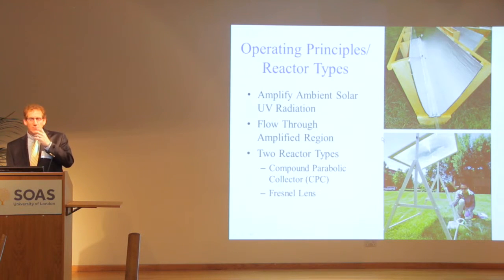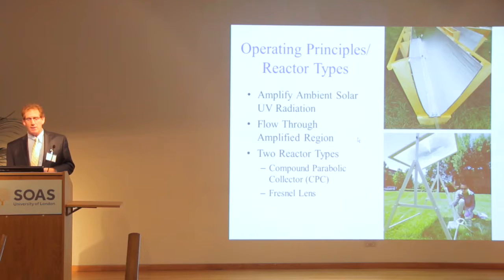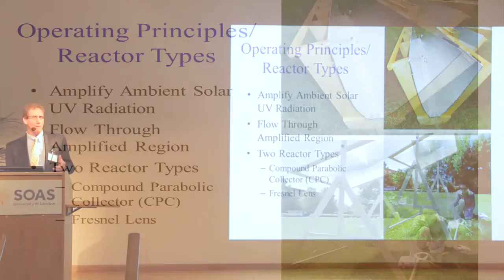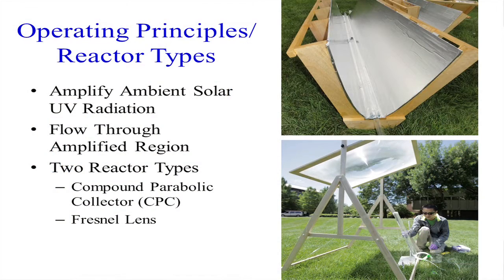The general approach that we're taking is that, again, we want to amplify the ambient solar signal. There's lots of different ways to do that, one of which is the compound parabolic collector. And then what we're going to do is pass water in a controlled manner through the area that has the amplified radiation in it. In the case of a CPC, if you look carefully, there is a UV transparent pipe located in the focal area of this CPC, and we're going to pump water through that area to accomplish disinfection.